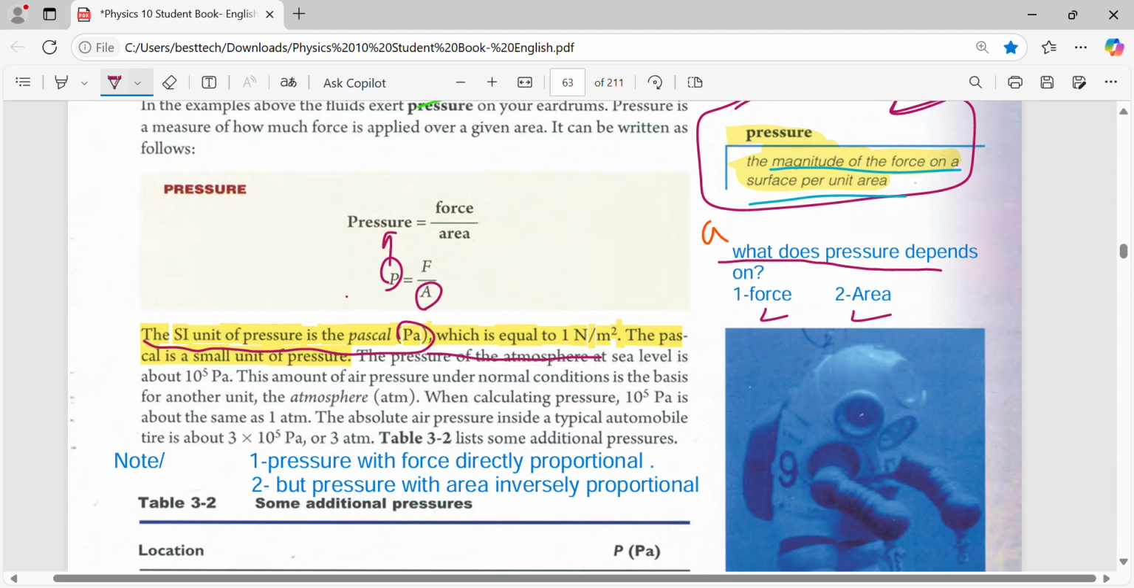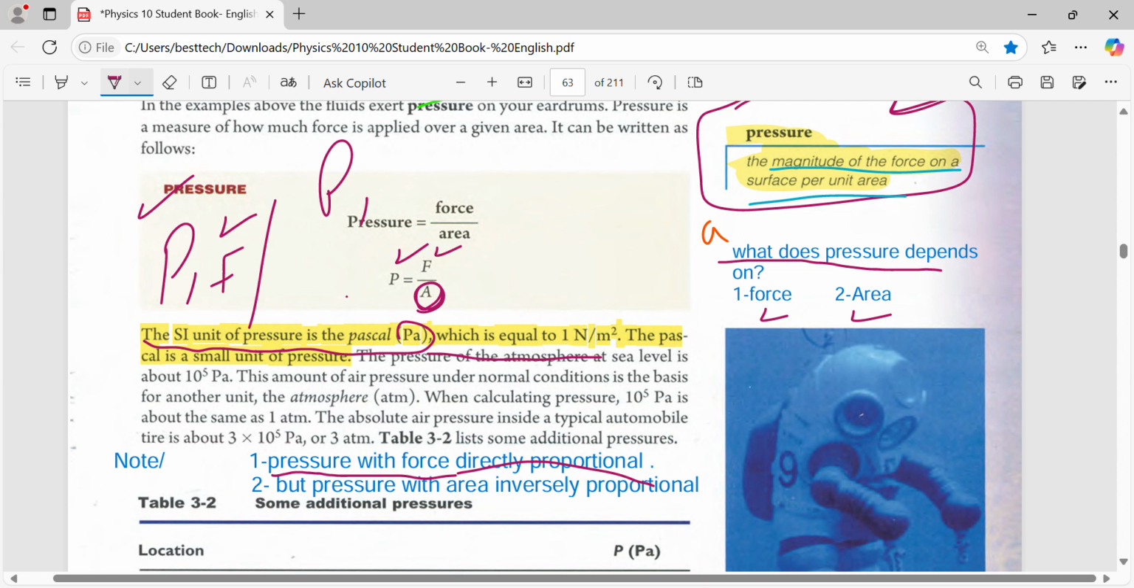Let me tell another meaning: if we have a small area, we get a large pressure. So pressure with force is directly proportional; both of them increase at the same time. If we have more force, we get more pressure. But pressure with area is inversely proportional. Inversely proportional means one of them increases, the other decreases. But directly proportional means both of them increase at the same time.